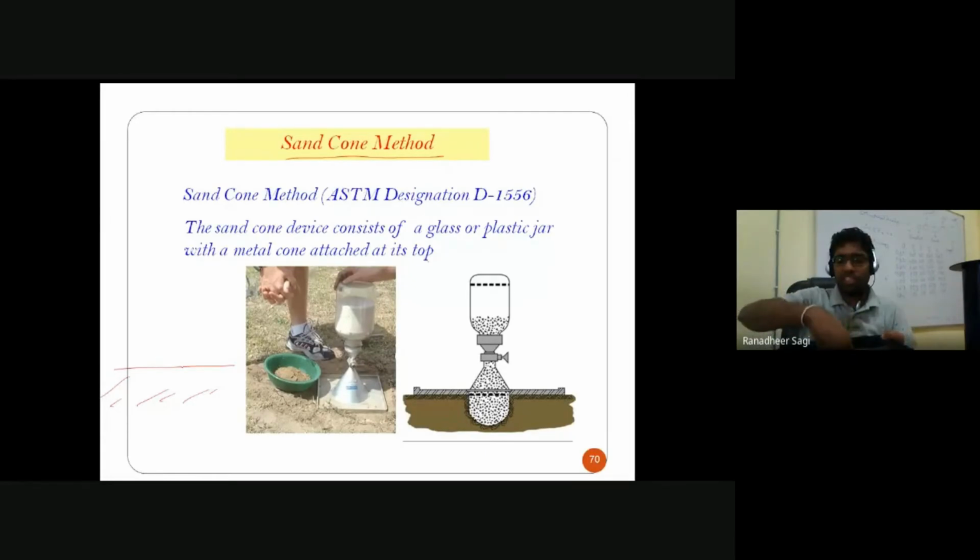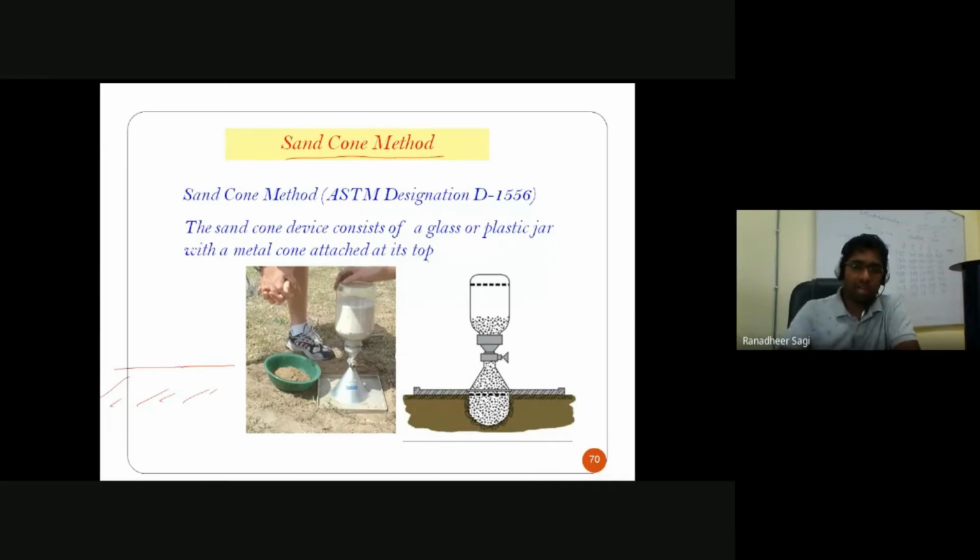Whatever soil you dig, you should not throw it. You have to properly remove the soil being excavated from the pit you have made, and collect that soil in a tray. What is the purpose of collecting the soil in a tray? We are going to determine the weight of that soil, because if I want to determine the unit weight of the soil in the field, how do we determine the unit weight? Unit weight is nothing but the weight of the soil divided by the corresponding volume of that soil.